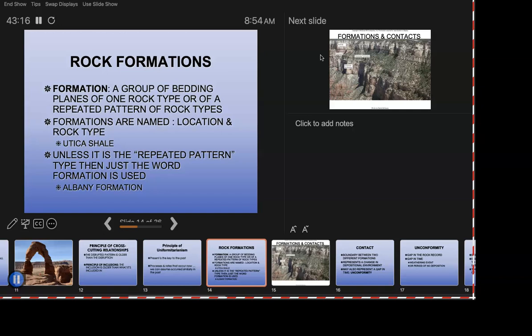So a group of bedding planes of one rock type or a repeated pattern of rock types, that is a formation. Formations are named, as I just said, typically by the location and the rock type. Utica Shale is a great example. Where do you find the Utica Shale? Utica. What kind of rock is it? Shale. Wow, that's incredibly helpful. Thank goodness. Thank you, scientists. It's not often we get something like that.